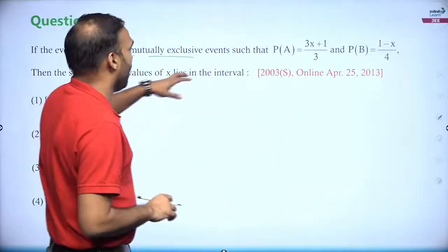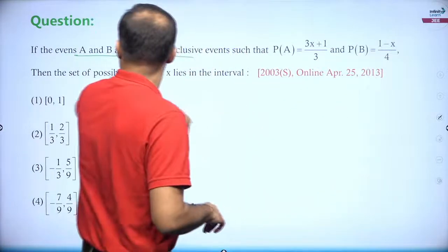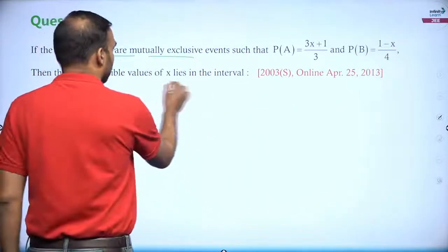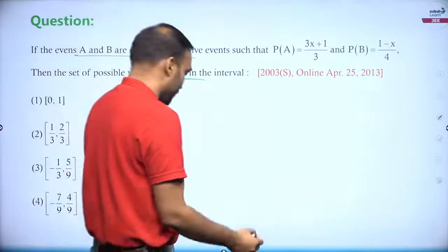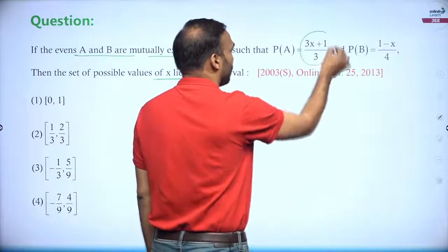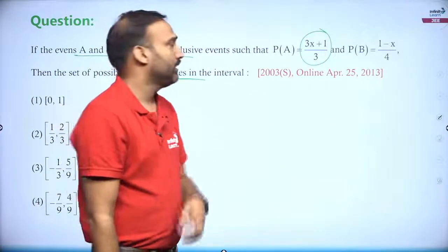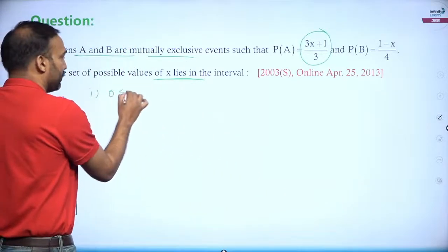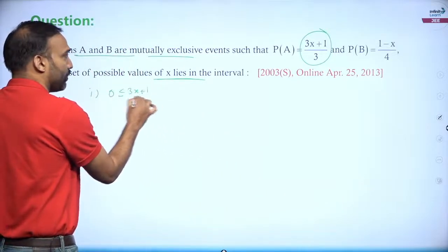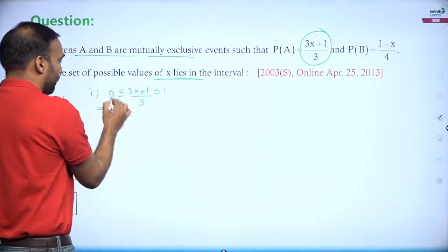Now it is also given that the probability of A is this, and the probability of B is this. I need to find the values of x, and some options are given. First of all, I know the probability of any event needs to be positive and a fraction, so it should lie between 0 and 1, the probability of A. Let us calculate x from here. Multiply by 3.